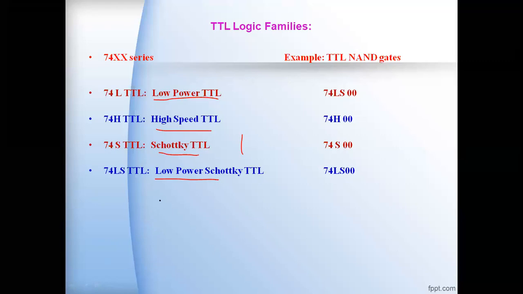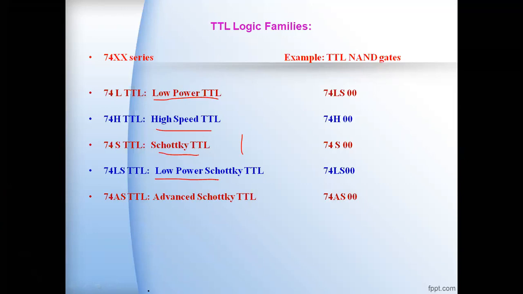So here the low power transistor has less power consumption than the original series of the 74L TTL, 74H TTL, and 74S TTL. And in parallel, after this LS, we have the 74AS TTL, advanced Schottky TTL.